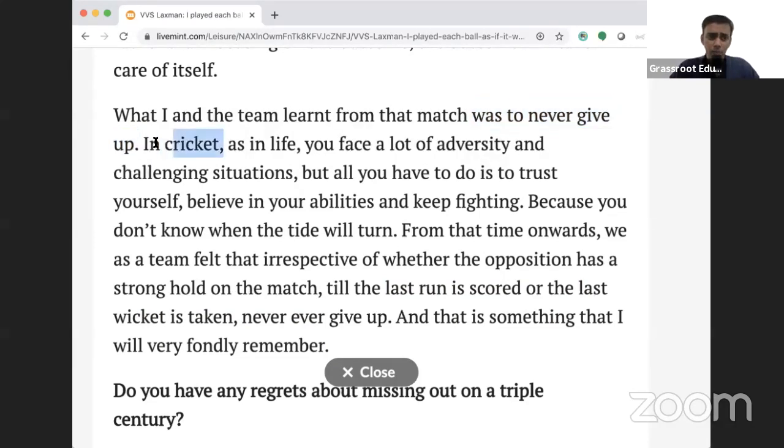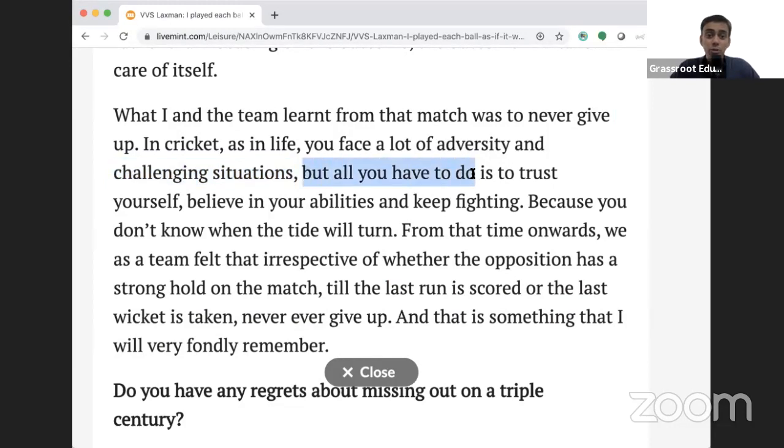In cricket, as in life, you face a lot of adversity. Punch up on "lot." Don't say "adversity" with a hard R; the R here has to be really soft. You face a lot of adversity and challenging situations.